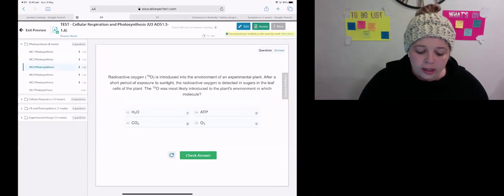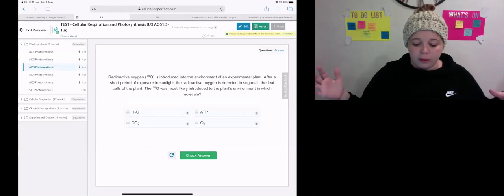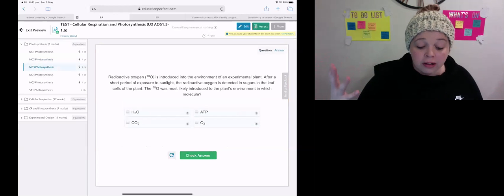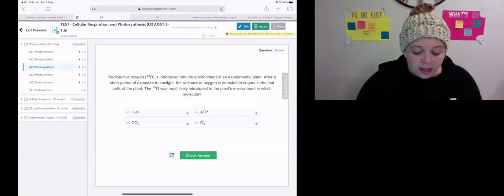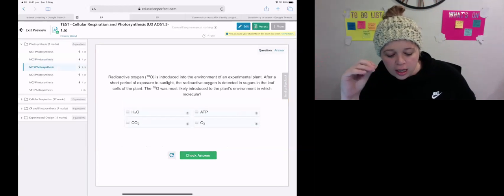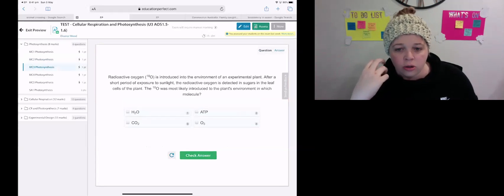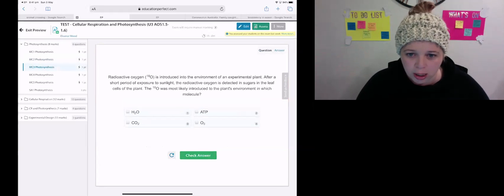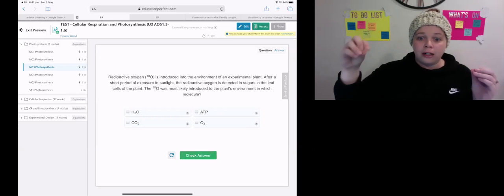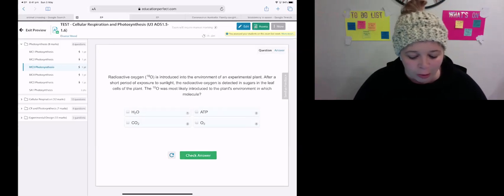So this one says radioactive oxygen is introduced into the environment of an experimental plant. After a short period of exposure to sunlight, the radioactive oxygen is detected in sugars in the leaf. So we've got oxygen that is introduced into the environment, and now we're finding it in the sugars. So what was the molecule that likely introduced it? Was it water? Think about what water does. Water goes through the light-dependent reaction to split to become oxygen. Does it become sugar? No. So it won't be water.